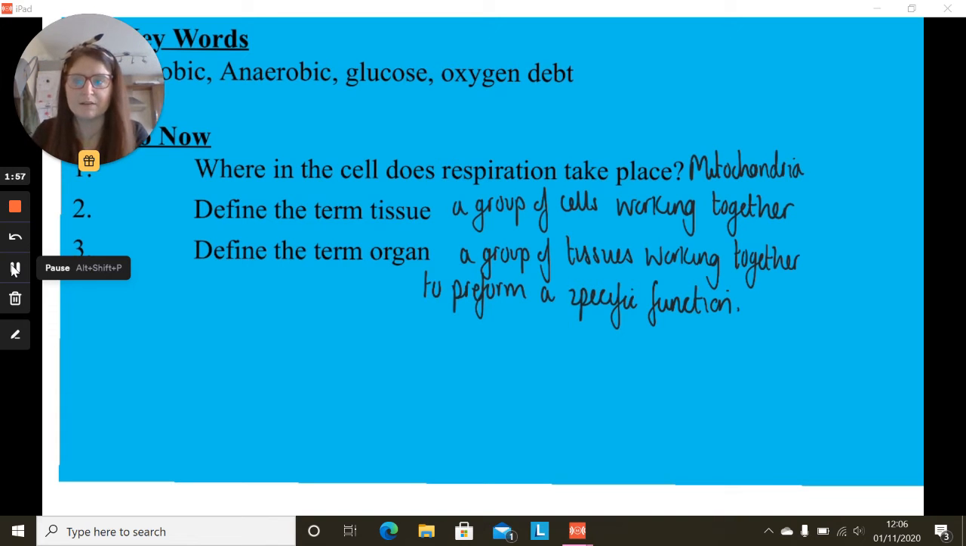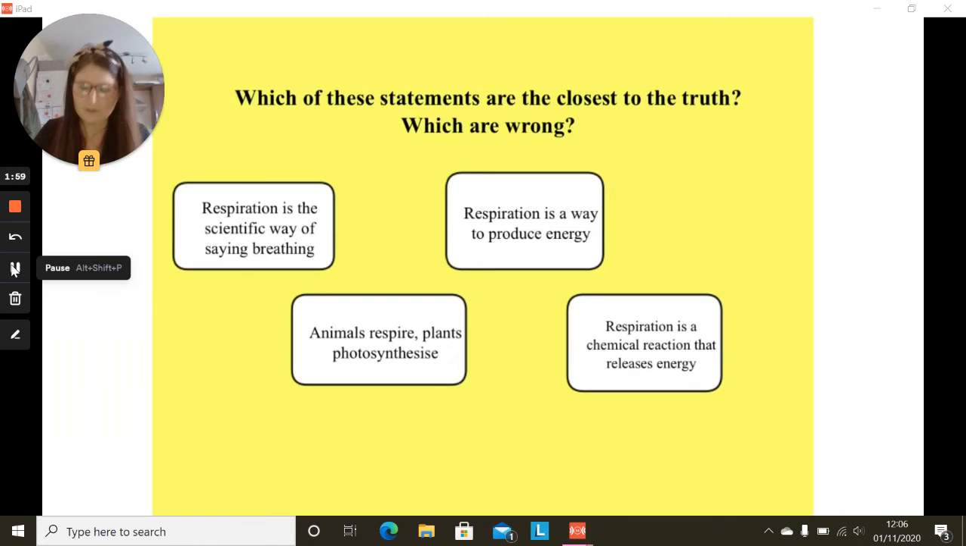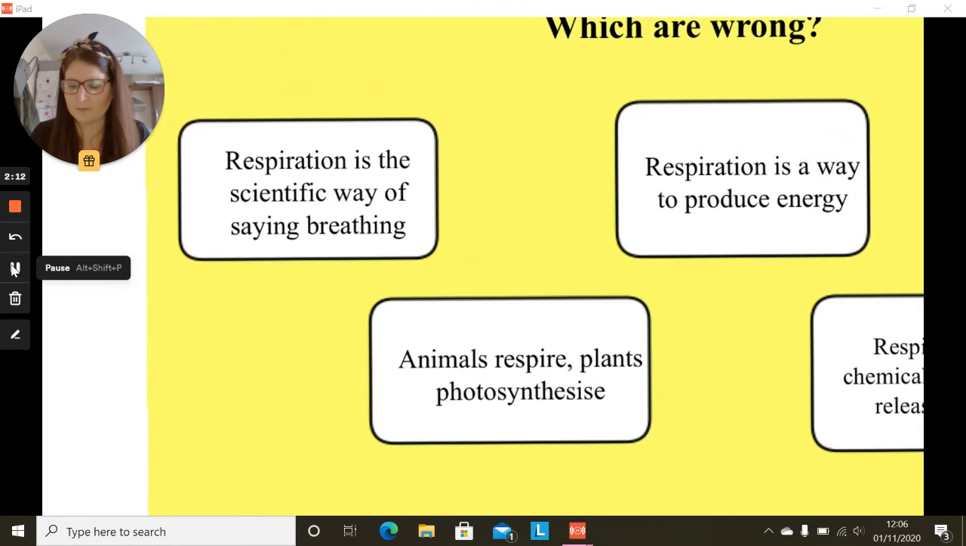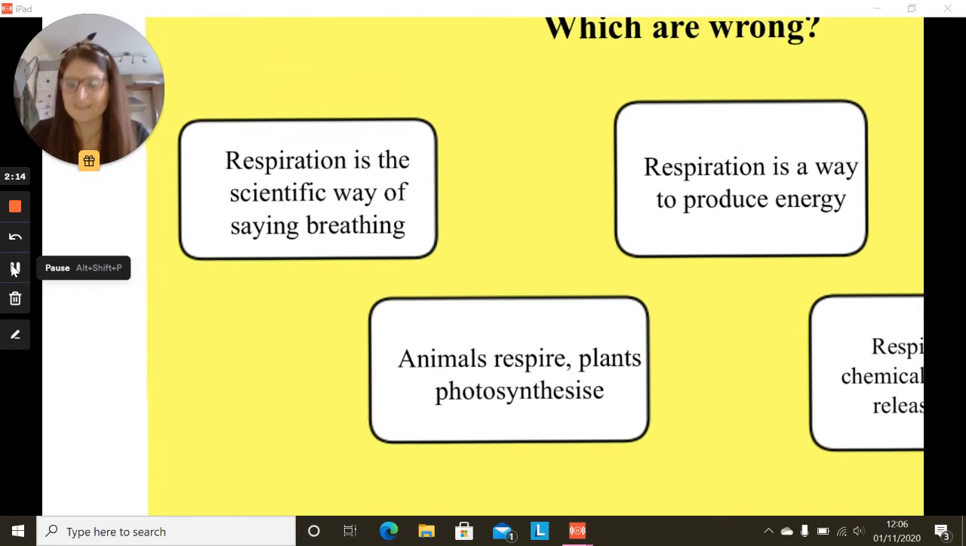So as I have said, this lesson we are going to look at the processes of aerobic and anaerobic respiration. So first of all, we're going to look at these statements. We've got which of these statements are closest to the truth and which ones are wrong. Our first statement is: respiration is the scientific way of saying breathing. That statement is wrong. I'm going to put a cross straight through it, and it's wrong because it is not breathing.